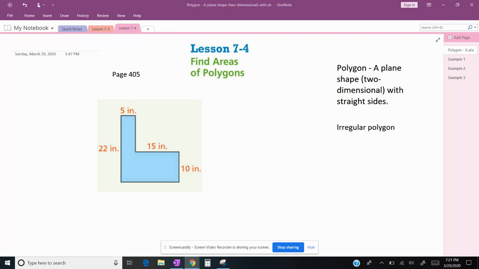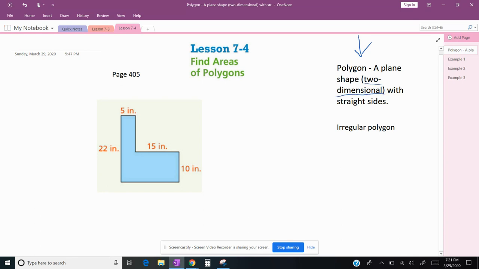Hi everyone. Today we're going to be talking about lesson 7-4, find area of polygons. Now, the past three lessons we've been finding areas of polygons all along, because if you look over here on the right, it says a polygon is a plane shape, which means two-dimensional, with straight sides.